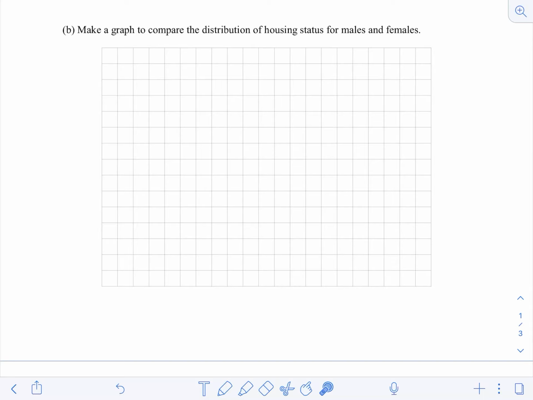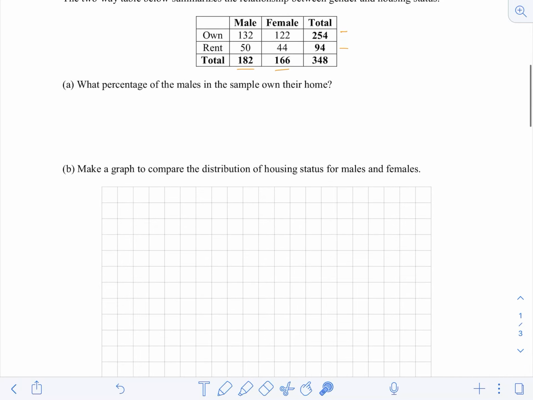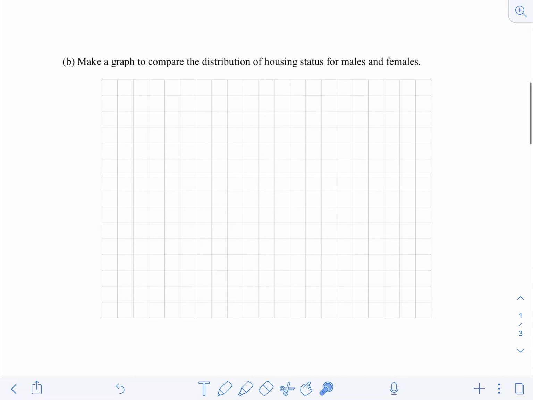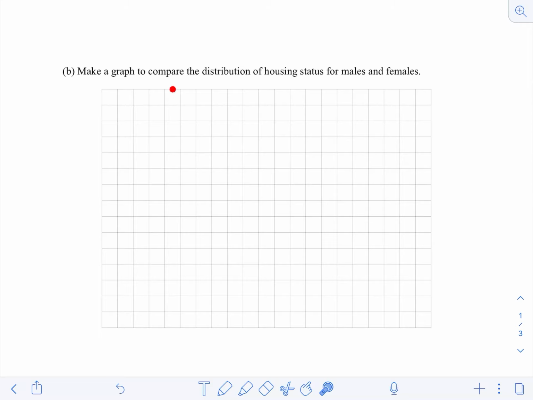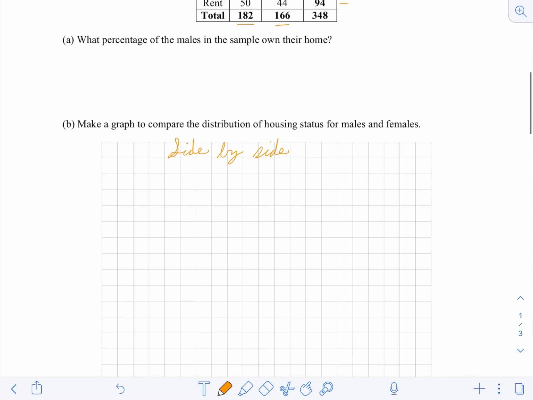If I'm thinking housing status for males and females, it might be best to break this down into two main categories, males and females, and then inside those, side by side, have own and rent. That way we can look at all of the data comparatively. So this is going to be a side-by-side bar graph. And rather than just a regular bar graph, let's go with a side-by-side relative frequency graph.